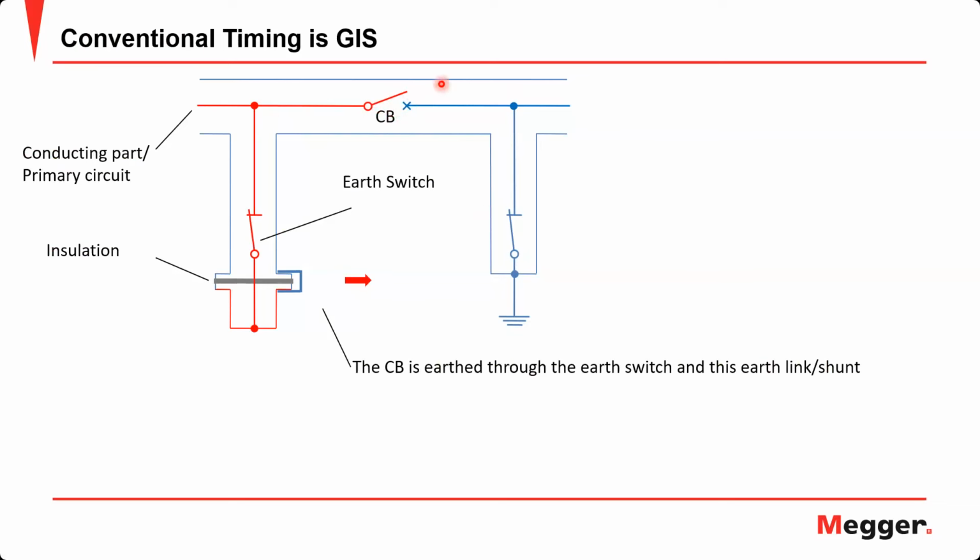And this is the body of the GIS, the external body. And we have two earth switches on the left and on the right. This earth switch connects this part of the circuit breaker directly to earth. And this earth switch connects this part, the left part of the circuit breaker, to this part of the GIS body. Then through this earth link, it is connected back to the ground or earth.